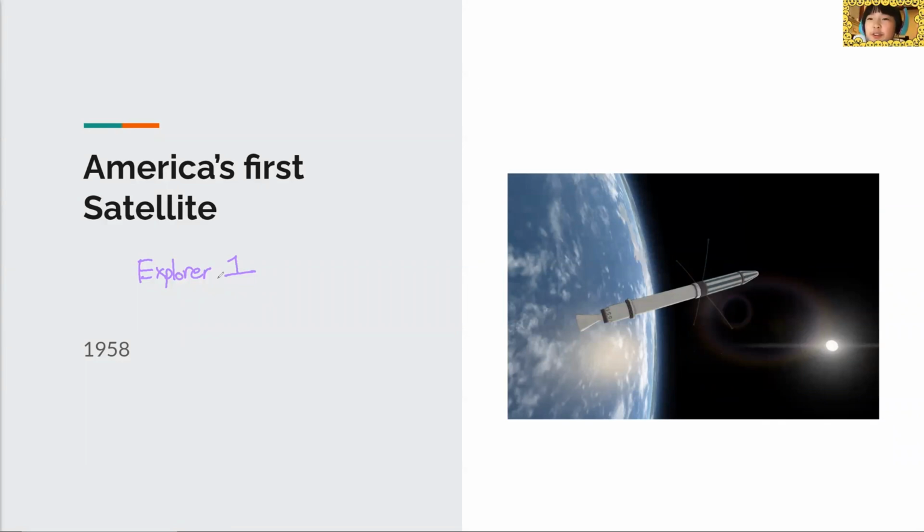I search for those things, and I see them going up and going around on YouTube. That's correct. So this is a satellite, and it was America's first in 1958. This was so that they could match the Soviet Union, because they didn't want the Soviet Union to win. Oh, so that's why.